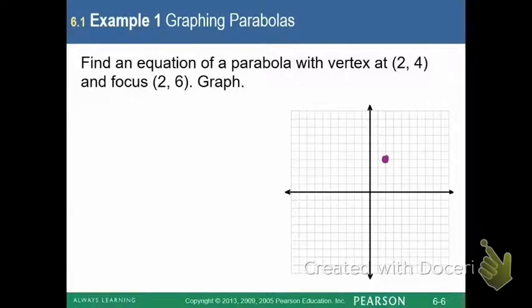The focus is at (2, 6), which is really helpful because from the vertex, I went up 2 units to find the focus, which means from the vertex, I need to go down 2 units, and that tells me where the directrix is. I can go ahead and draw that part in.